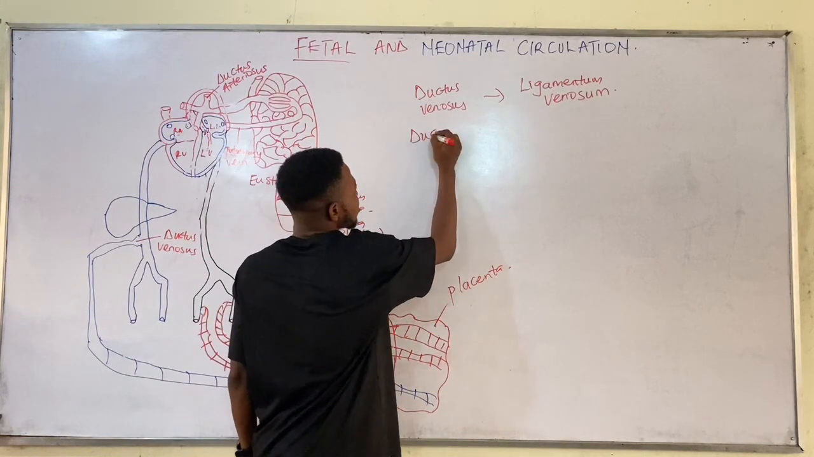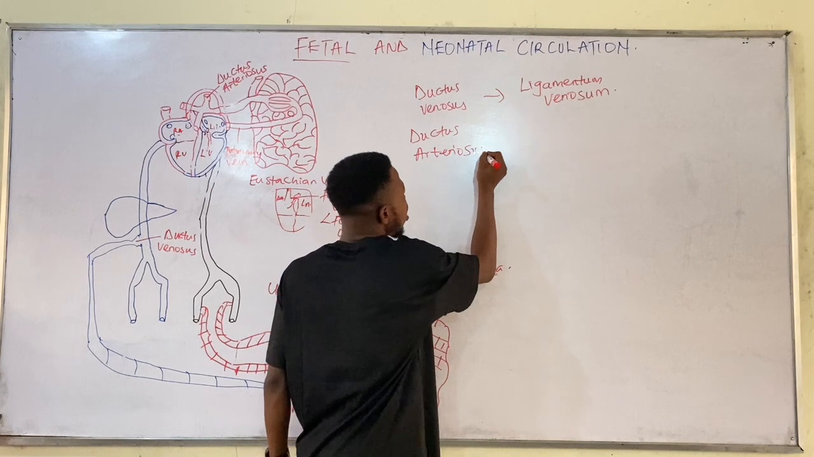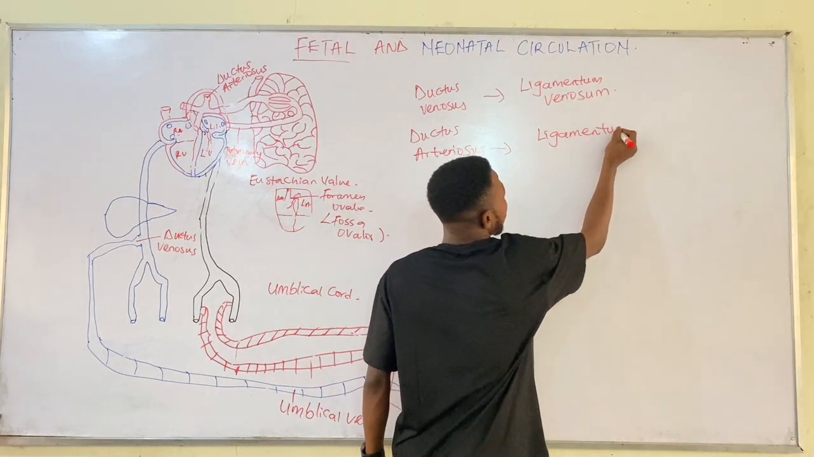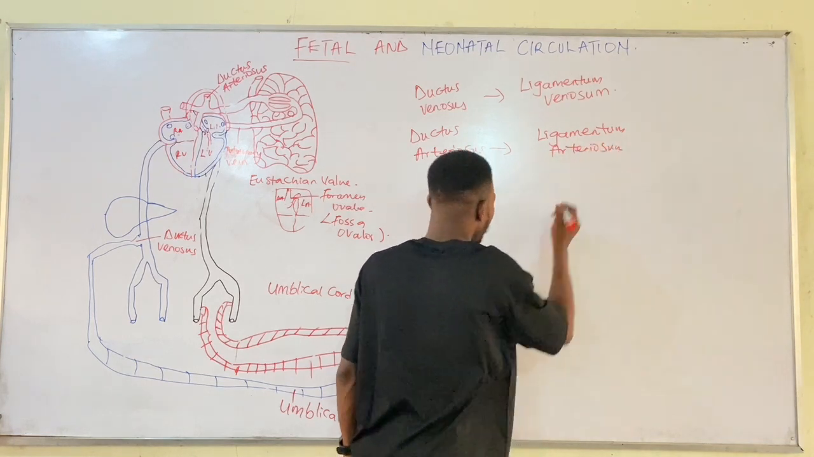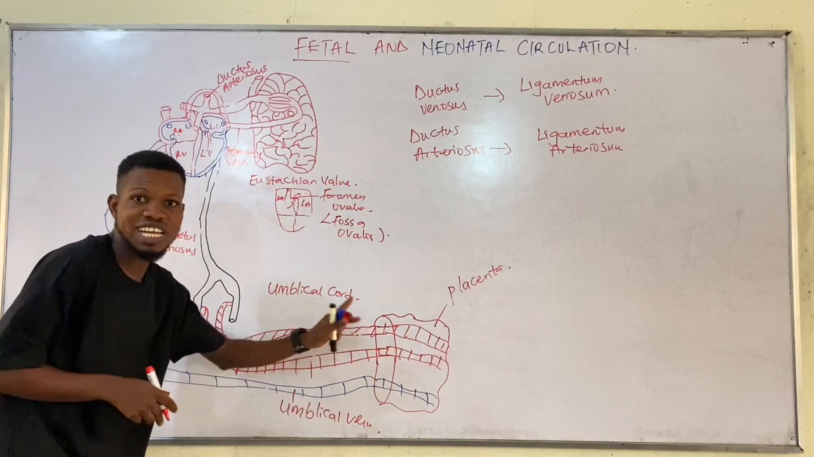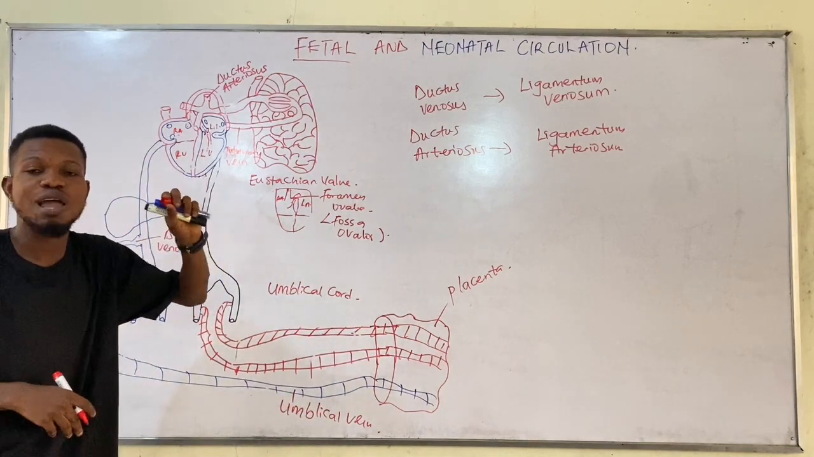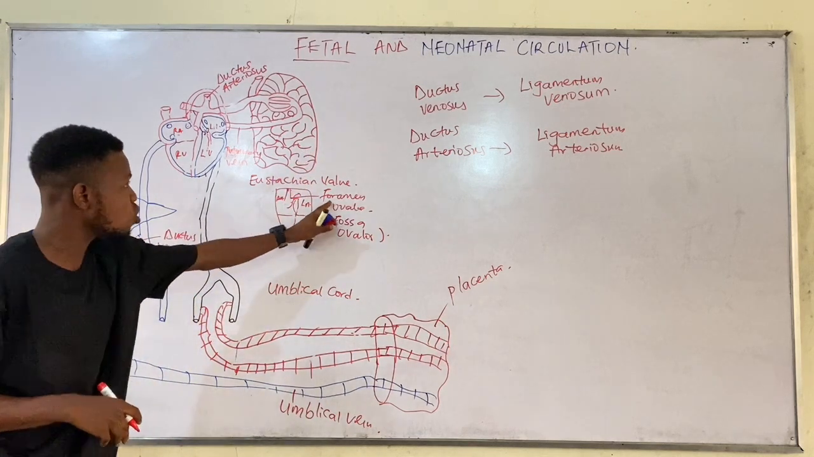Now the ductus arteriosus will become the what? Ligamentum arteriosum. Do you get what I'm saying? You can see, because the umbilical cord has become cut and the placenta is not working anymore, all these shunts become a fibrotic tissue which we call ligament. Now the last one is the foramen ovale.